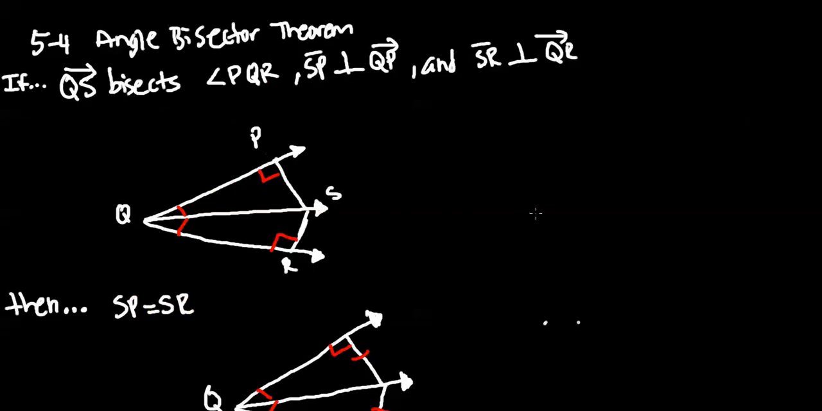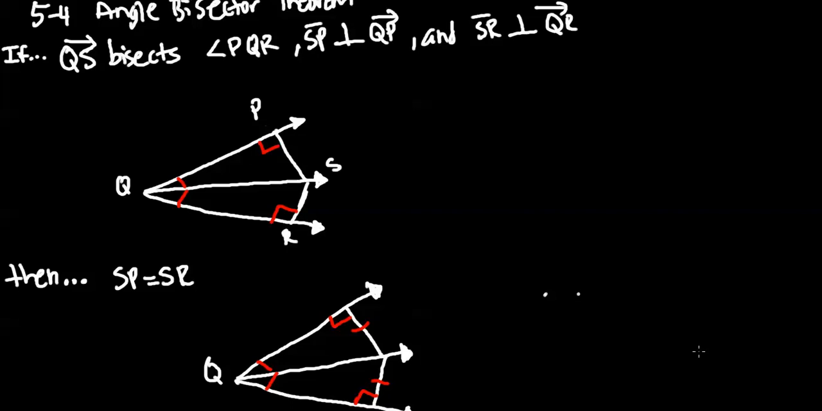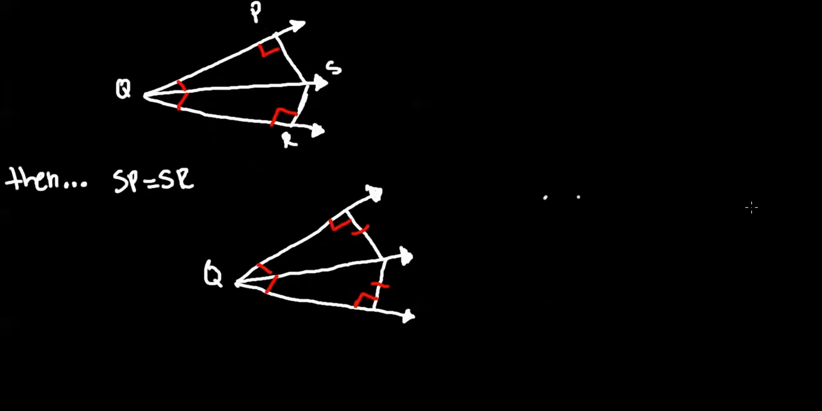Now we're going to look at the next theorem, Theorem 5.4, the angle bisector theorem. The theorem states if a point is on the bisector of an angle, then the point is equidistant from the sides of the angle. So here you can see that if bisector QS bisects angle PQR, line SP is perpendicular to QP, and SR is perpendicular to QR, then we can say that SP is equal to SR, as indicated by the red line.